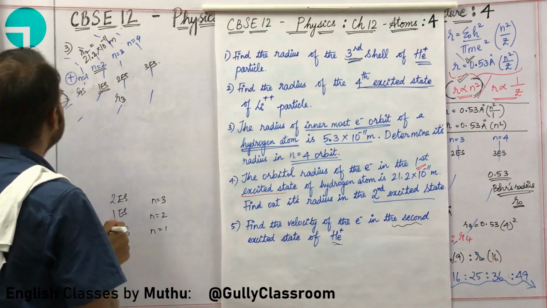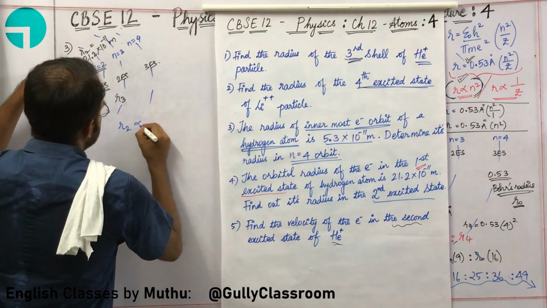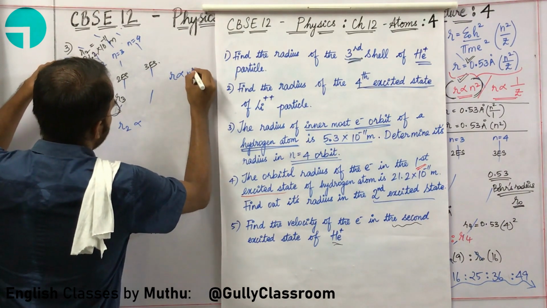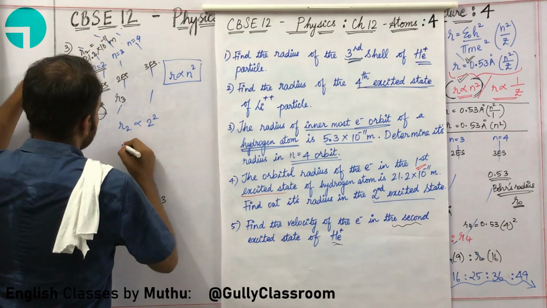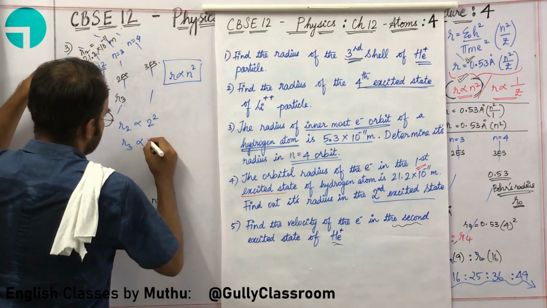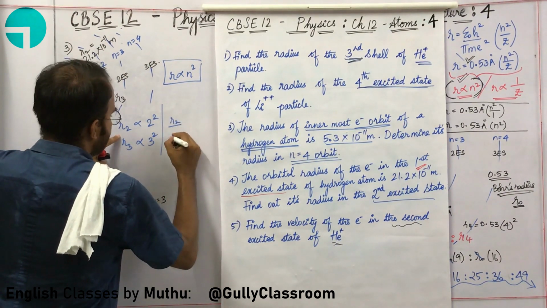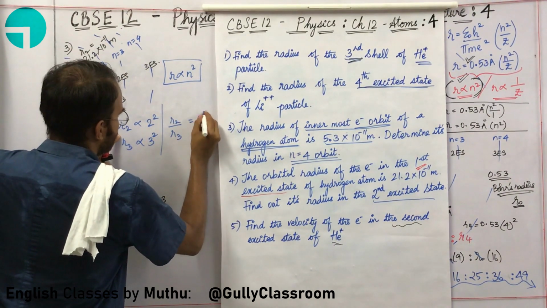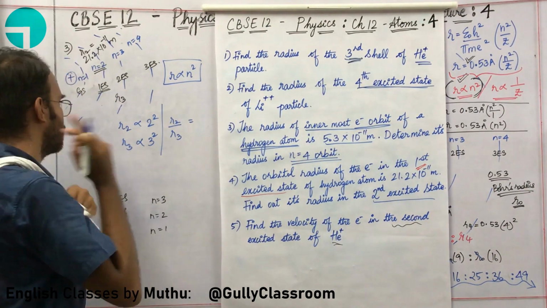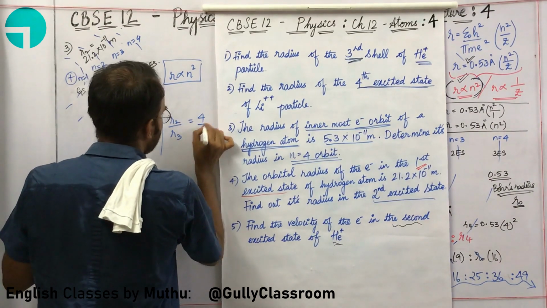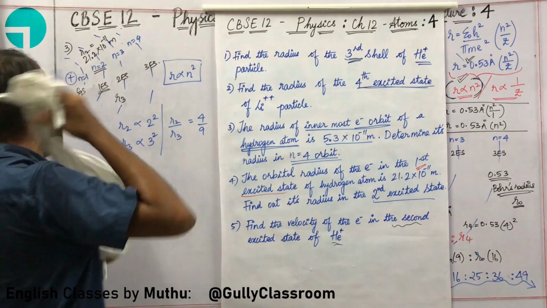Let me compare the equations. R is directly proportional to n square obviously. R2 is proportional to 2 square, R3 is proportional to 3 square. If I divide both of them, R2 by R3 is equal to 2 square by 3 square. This can once more be solved as 4 divided by 9.